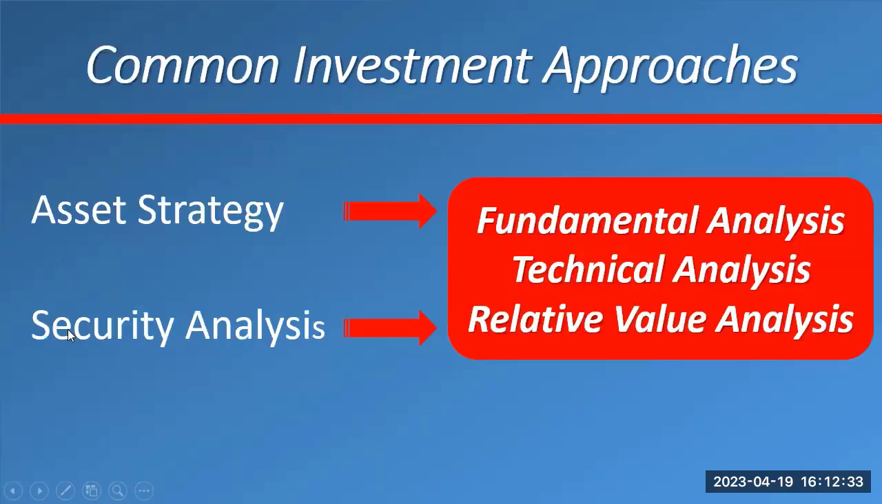So let's get into this. Here are the three ways we tend to do analysis of stocks. Fundamental analysis, which is your paper three and four. That's what paper three and four is: discounted cash flow, growth rates. Technical analysis, we don't do in this class.